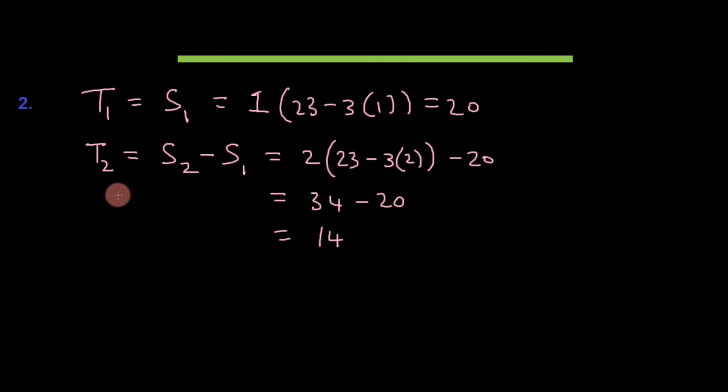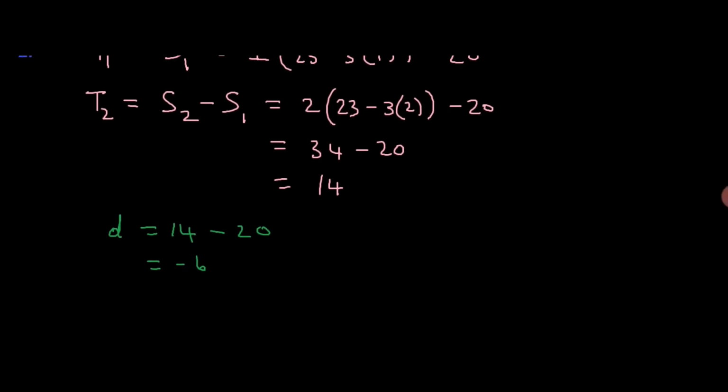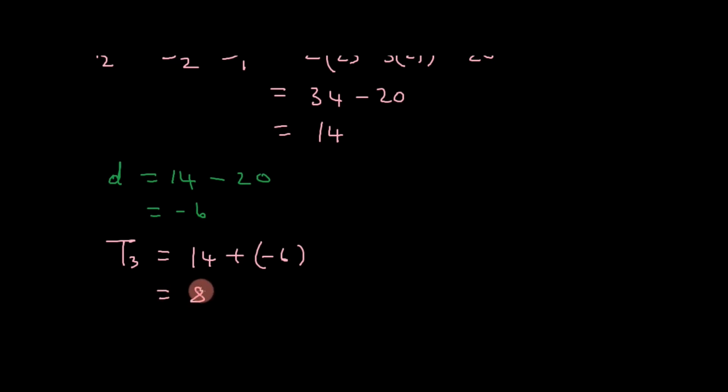We could find T3 in the same way by taking S3 less S2. But perhaps a quicker way of doing this now, since we have the first 2 terms, is to find the common difference D. So it's going to be term 2 less term 1. And this is negative 6. Now to get the third term, so T3, we add D, the common difference, to the second term. So 14 plus negative 6. And this, of course, is 8.